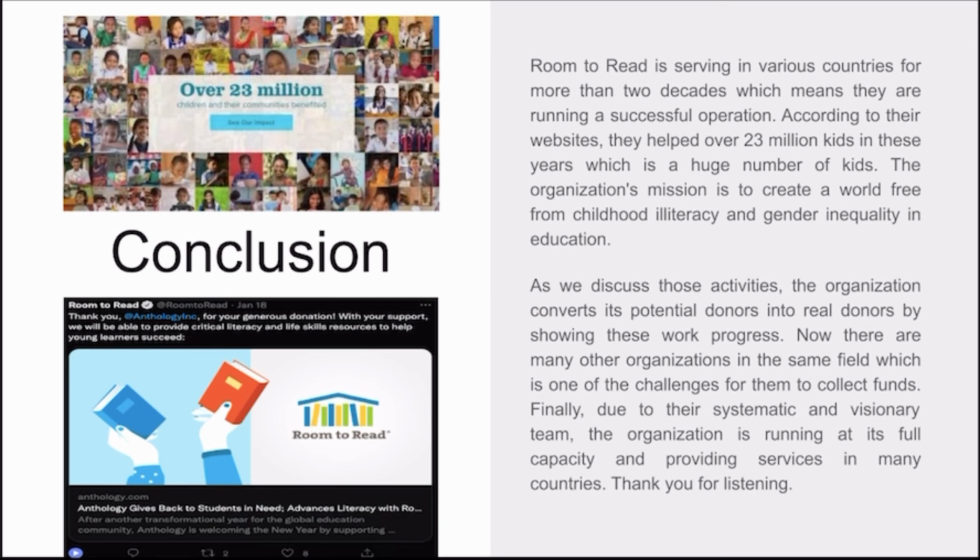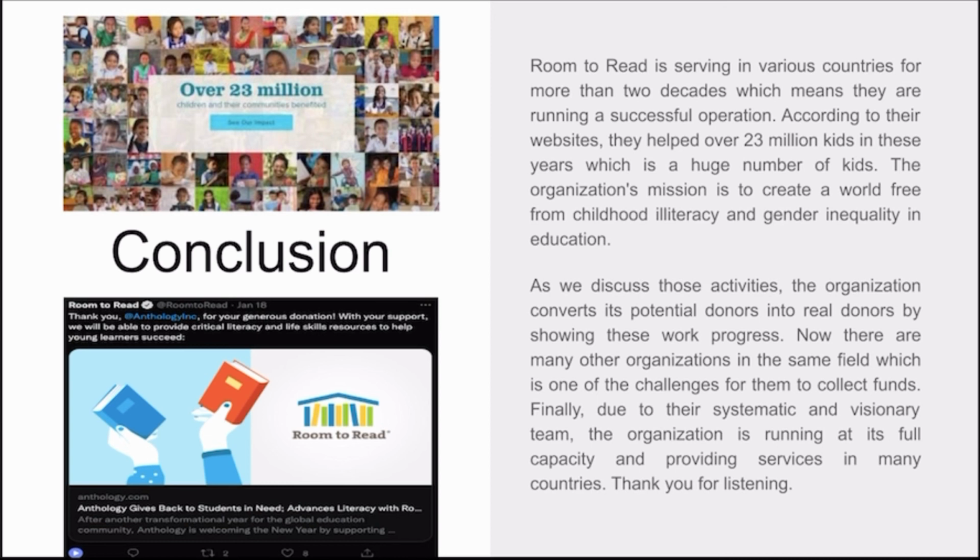Room to Read has been serving in various countries for more than two decades, which means they are running successful operations. According to their website, they have helped over 23 million kids in these years, which is a huge number of kids. The organization's mission is to create a world free from childhood illiteracy and gender inequality in education. As we discussed, the organization converts its potential donors into real donors by showing this work progress.